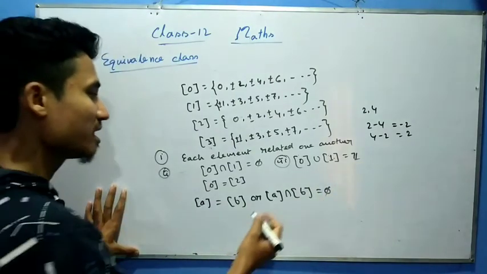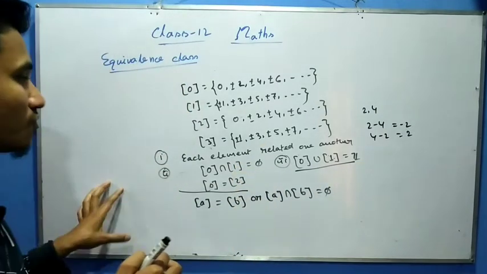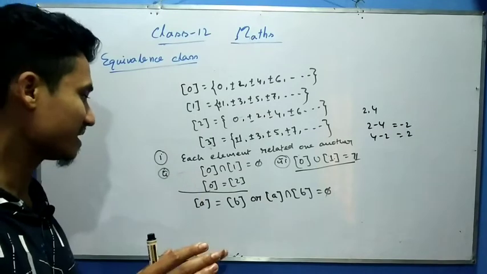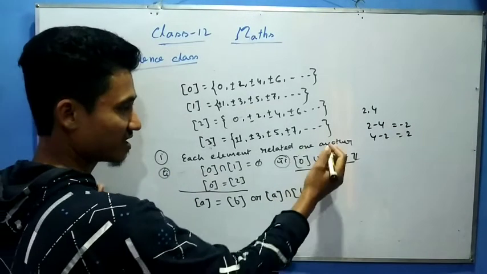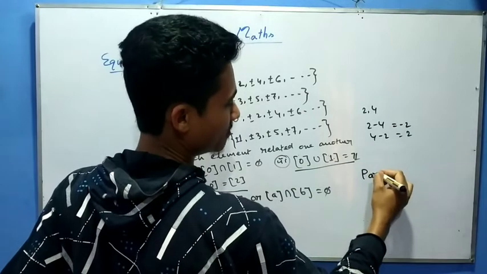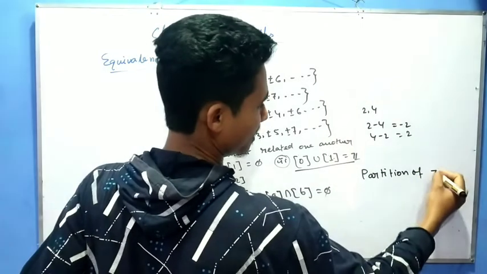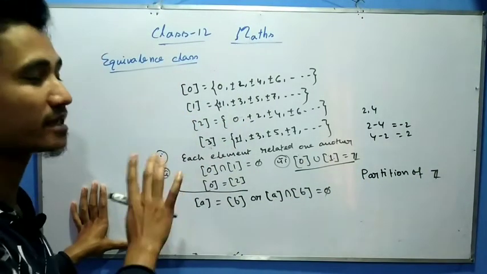So in this type of situation, if there are equivalence classes 1, 2, 3, 4, 5, and so on, and they are distinct and satisfy these properties, then this is called a partition of Z. Z means the set on which the equivalence relation is defined, a partition of that set.